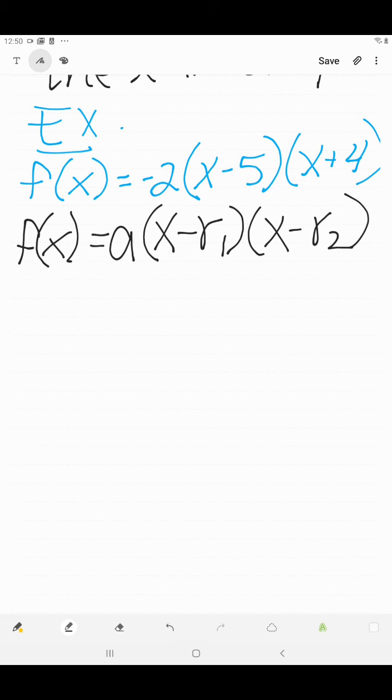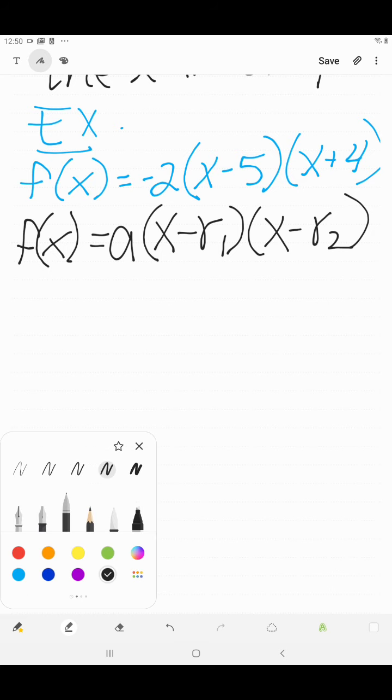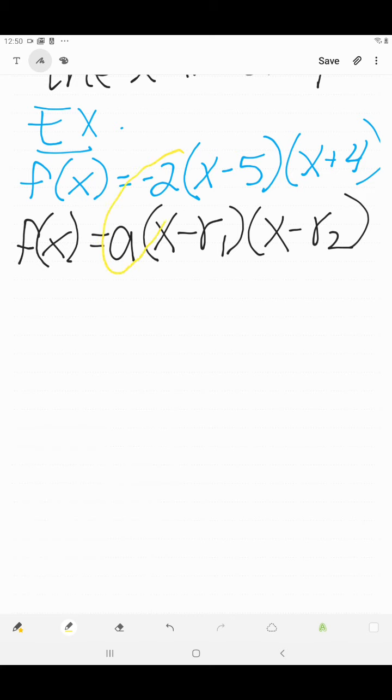So here, ladies and gentlemen, we notice that a is negative 2. So it's concave down.